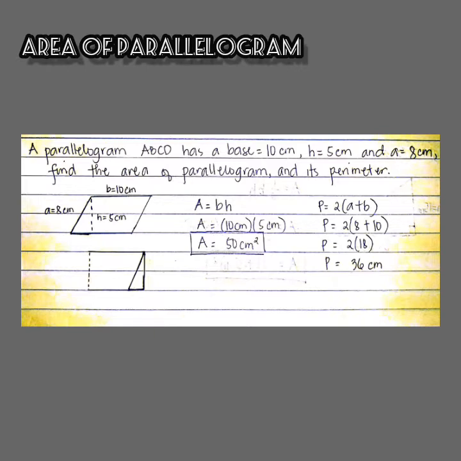Let us now find the area of this parallelogram. So if we're going to move this triangle on the other side, we can form a rectangle, and the area of rectangle is equals to base times height. So therefore, in finding the area of a parallelogram, it is also base times height. We have here our base is equals to 10 cm and our height is 5 cm. So we're going to multiply the base and the height, and we've got 50 cm squared. So therefore, the area of this parallelogram is 50 cm squared.